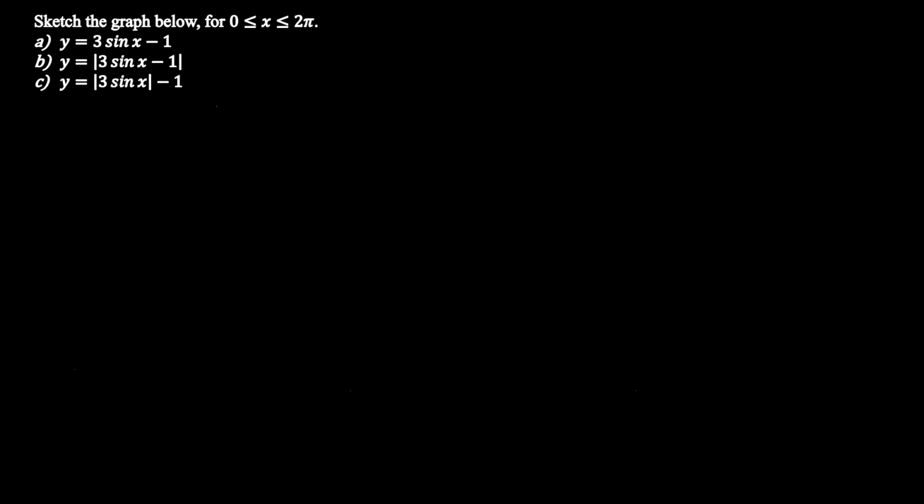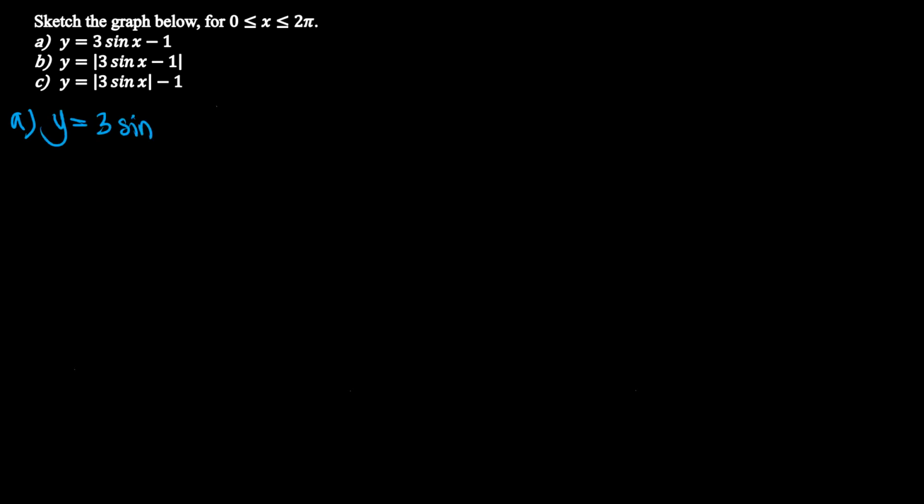With or without the modulus. First, we look at this example. We want to sketch the graph for A, B, and C for x from 0 radian to 2 pi radian. For question A, sketch your graph y equals 3 sine x minus 1.